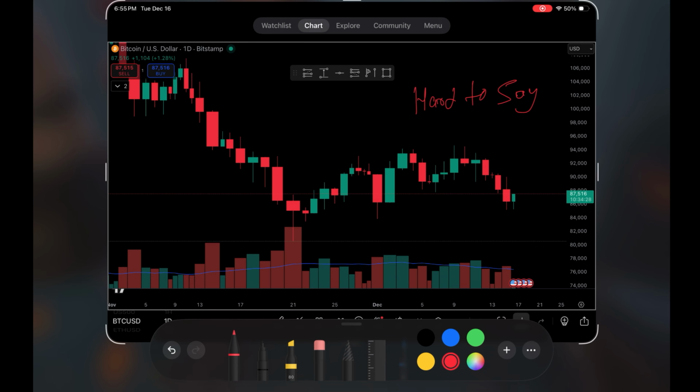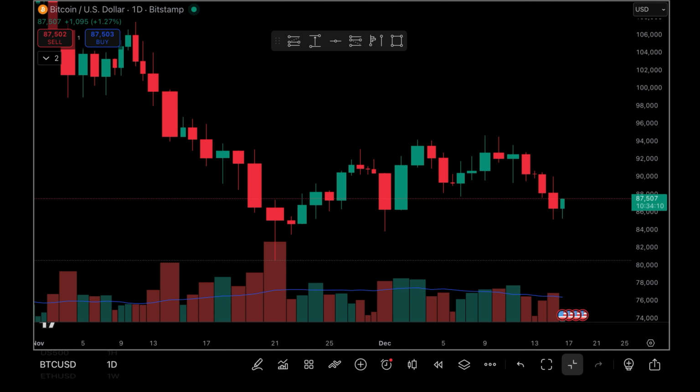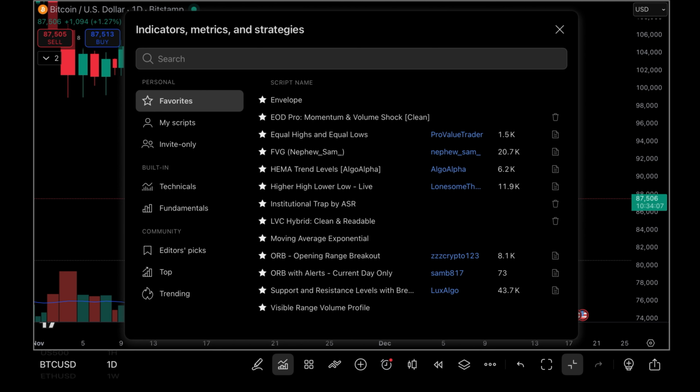Stop guessing where the trap is. Let me show you the institutional trap by ASR. This is not a standard RSI or MACD. It tracks one thing: institutional volume spikes and footprints before anyone knows.